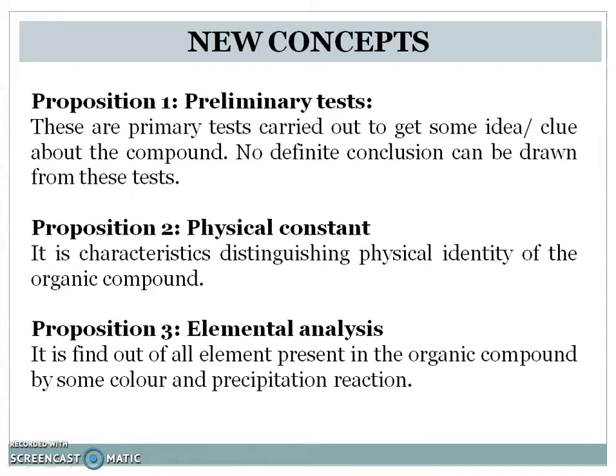Now start with concept. Proposition first, preliminary test. These are primary tests carried out to get some idea, clue about the compound. No definite conclusion can be drawn from this test. Proposition second, physical constant. It is the characteristic distinct physical identity of the organic compound. Proposition 3, elemental analysis. It is to find out all the elements present in the organic compound by sodium fusion, color and precipitate reaction.